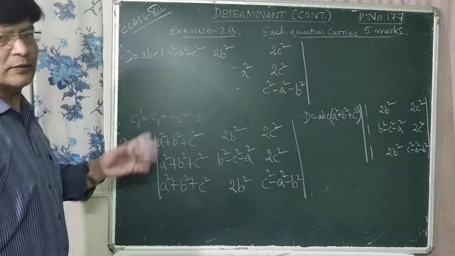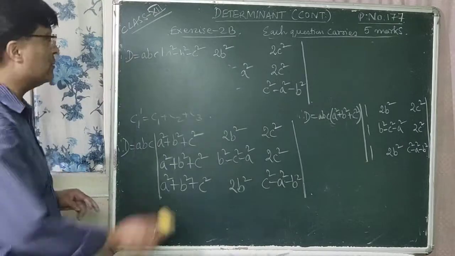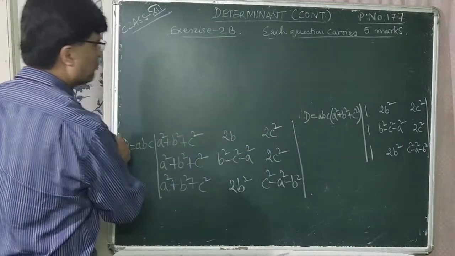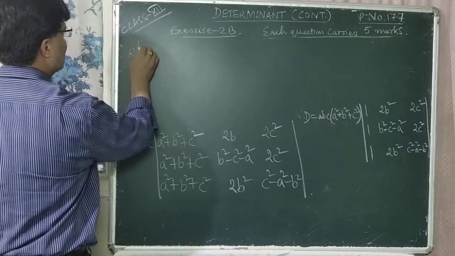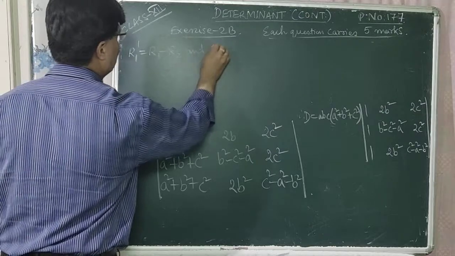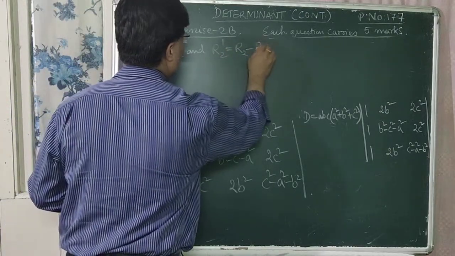So in the third order determinant, at a time maximum 2 properties can be used. So let us use 2 properties out here at a time, okay? So R1 dash is equal to R1 minus R2, and R2 dash is equal to R2 minus R3.